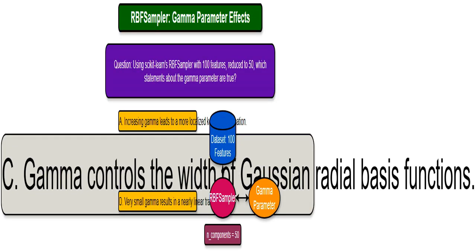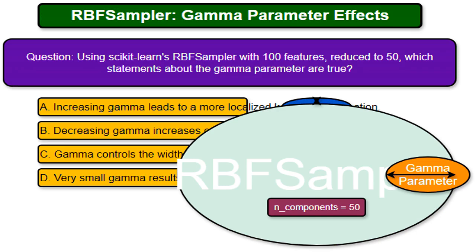We start with a dataset having 100 features, meaning each data point is described by 100 different characteristics. This is our starting point. We want to reduce the complexity without losing too much information. The gamma parameter in the RBFSampler controls the width of the Gaussian radial basis functions. Think of these as bell curves that shape our approximation. A higher gamma value means a narrower bell curve, a more localized influence. A lower gamma value creates a wider bell curve with a broader effect.